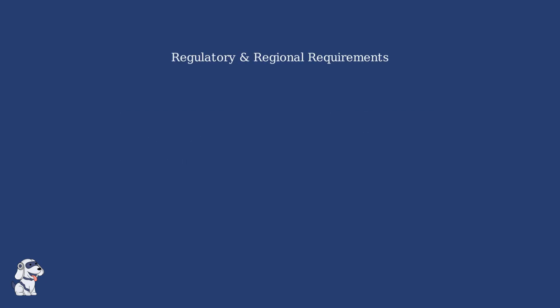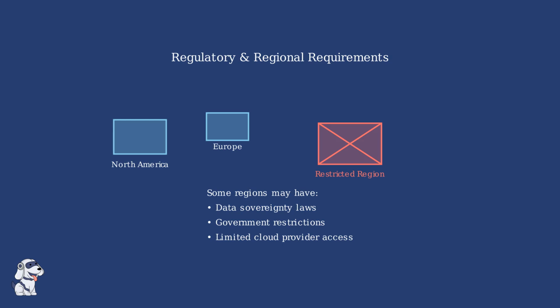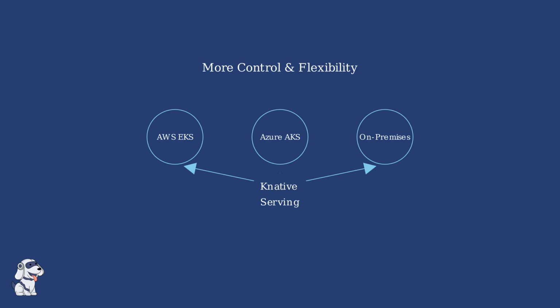The second reason involves regulatory and regional requirements. Some organizations need to comply with data sovereignty laws, or they operate in regions where Google Cloud isn't available or is restricted by government regulations. With native serving, you can deploy the same application across different Kubernetes clusters, whether they're running on Amazon EKS, Azure AKS, or your own on-premises infrastructure. This gives you unprecedented flexibility and control over where your applications run.